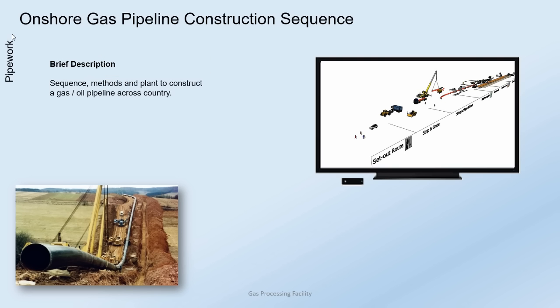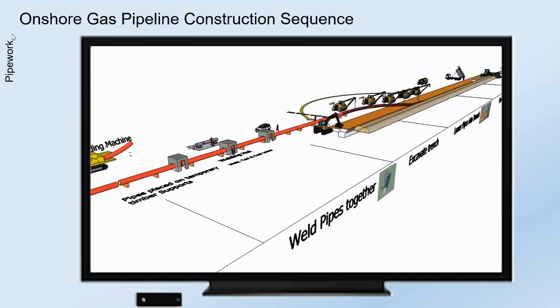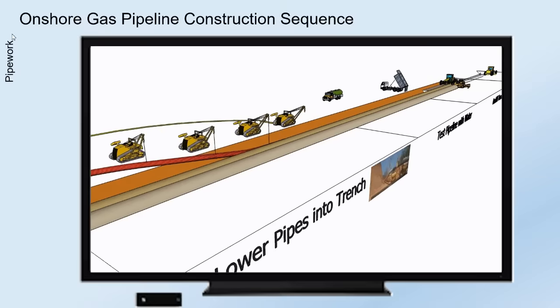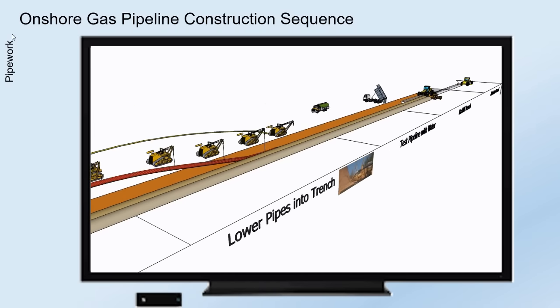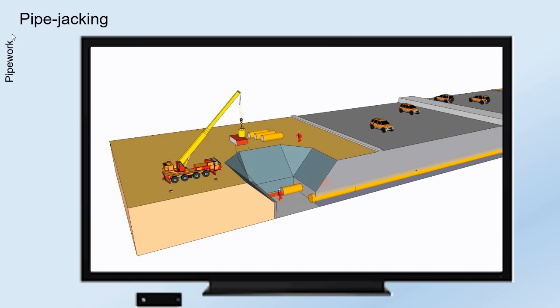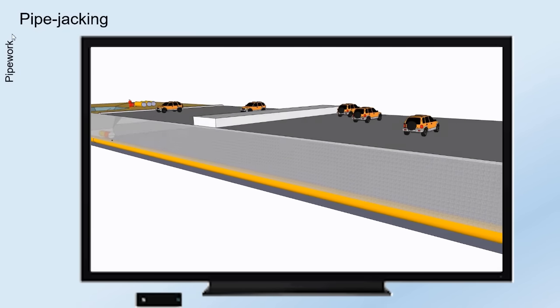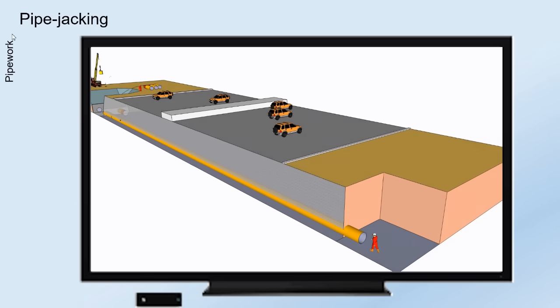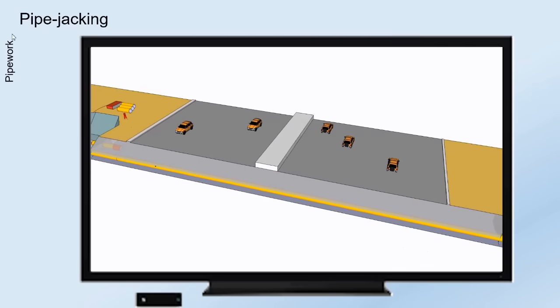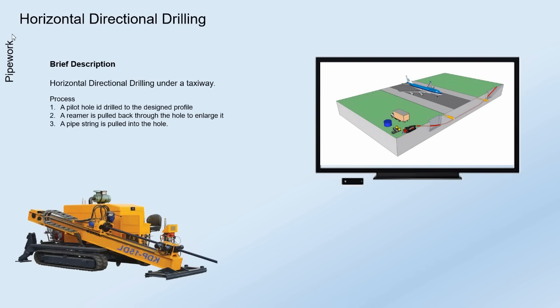Pipework. Sequence, methods, and plan to construct a gas/oil pipeline across country. Method for pipe jacking. The pipes are assembled in the access shaft and are pushed using a hydraulic jack. Directional drilling under a taxiway.